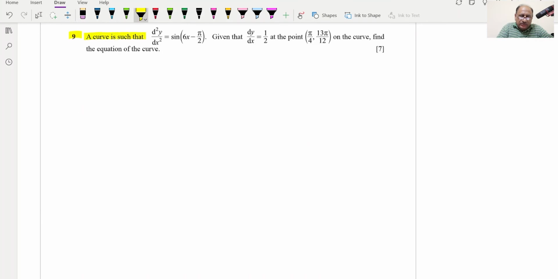A curve is such that the second order derivative is given, and dy by dx is 1 by 2 at this point on the curve. Find the equation of the curve. For the equation of the curve we need to integrate twice because the second order derivative is given, and we'll have to take care of the integral constants. By using this point we can find the constant values, so the same process we will be following.